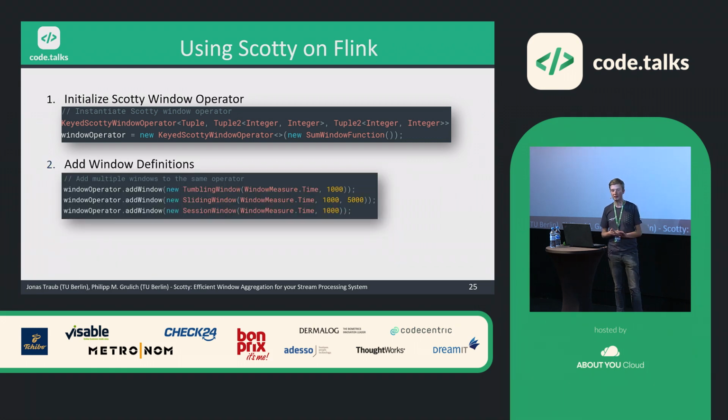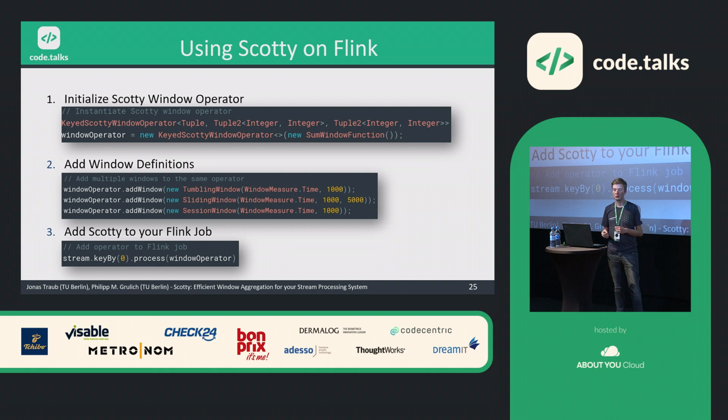Then you can define or add multiple window definitions. For example, here a tumbling window, a session window, and a sliding window, all on the same window operator, so that you can share all the aggregations across these different windows. And finally, you add the window operator to your normal stream processing pipeline. In Flink, you would just exchange the call to the standard window operator with a processing function which consumes our window operator. So you don't have to change a lot in your stream processing pipeline.